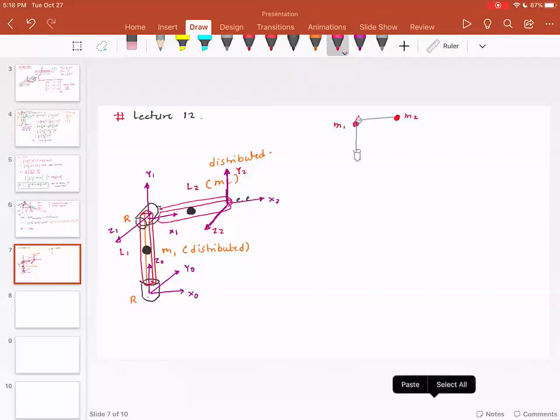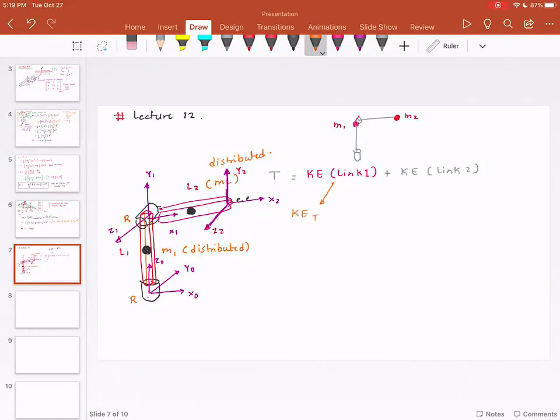So I need to write this down. We have to find the kinetic energy for link one. Then we have to find the kinetic energy for link two. This will be the total kinetic energy. But please understand, when we find the kinetic energy for link one, you are going to have kinetic energy of translation and kinetic energy of rotation. The kinetic energy for link 2 will likewise be kinetic energy of translation, then kinetic energy of rotation.